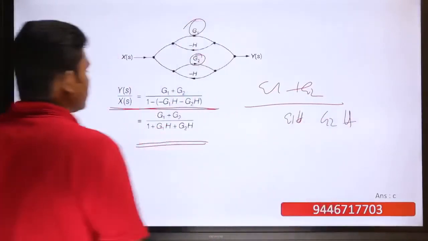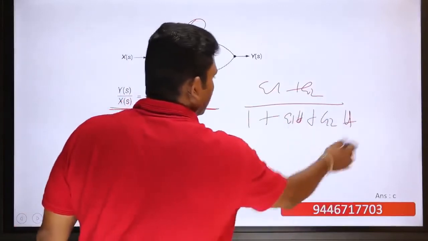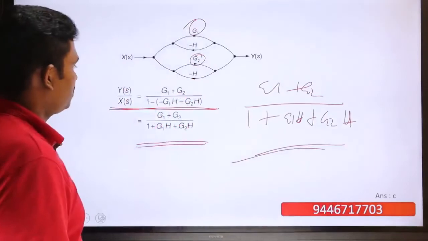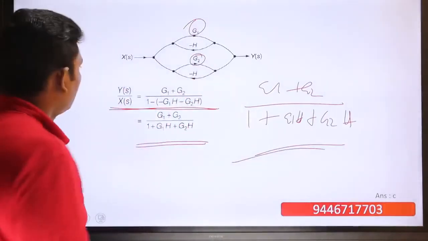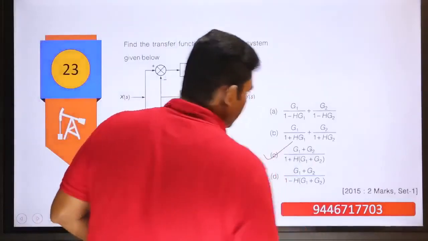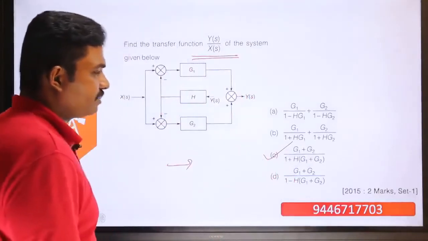So the loop transfer functions are g1h and g2h. So it becomes equal to 1 plus g1h plus g2h. That will be the answer. So g1 plus g2, the whole divided by 1 plus g1h plus g2h, which will be our option C. So it is g1 plus g2 divided by 1 plus h into g1 plus g2.